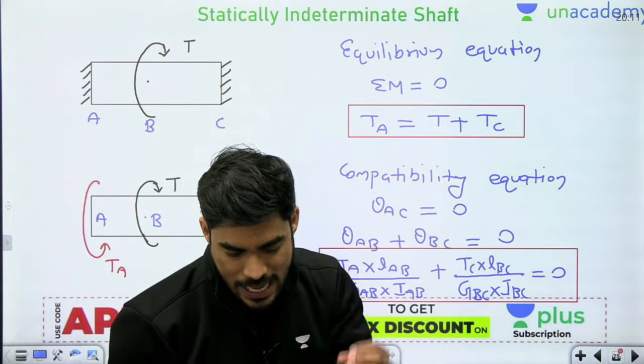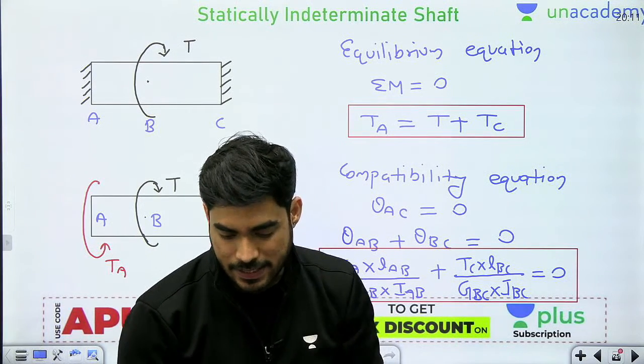You will get TA and you will get TC. Is this clear? Is this clear?